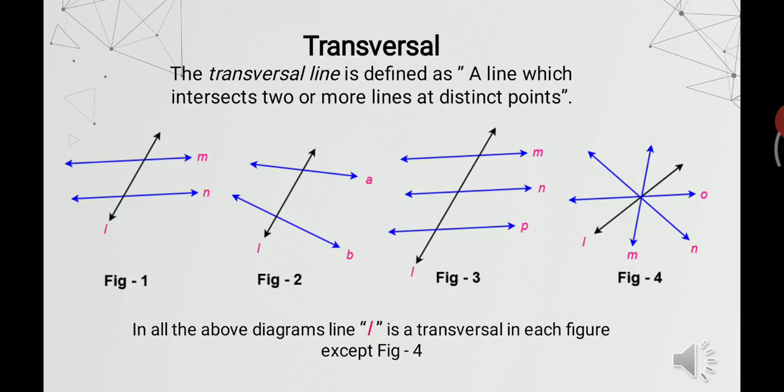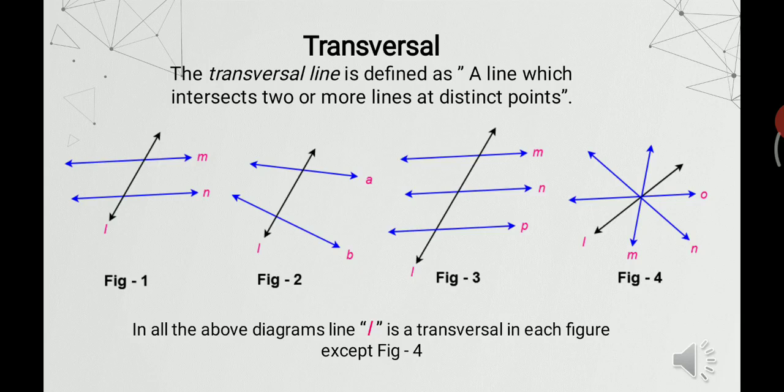In figure 2, lines A and B are non-parallel lines and a line L intersects these lines at distinct points. So again L is a transversal in this case. Similarly, in figure 3, lines M, N and P are parallel lines and a line L intersects these lines at distinct points. So once again L is a transversal in this case as well.